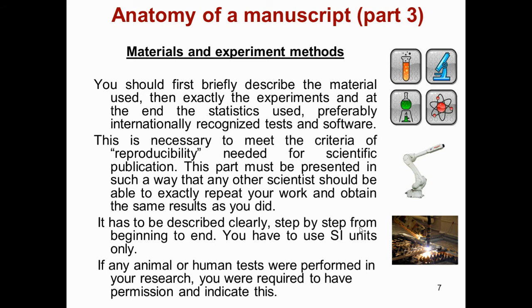Materials and experimental methods. You should first briefly describe the material used, then exactly the experiment, and then the statistics used, preferably internationally recognized tests and software. This is necessary to meet the criteria of reproducibility needed for scientific publication. This part must be presented in such a way that any other scientist should be able to exactly repeat your work and obtain the same results as you did.